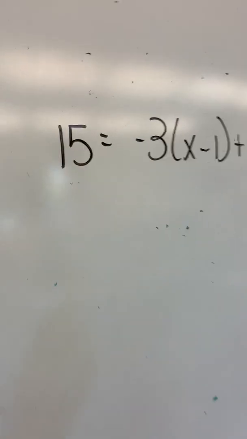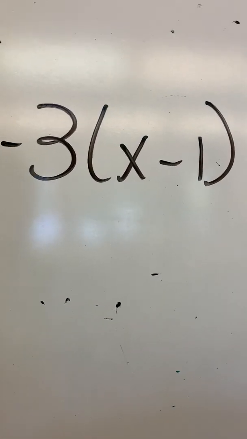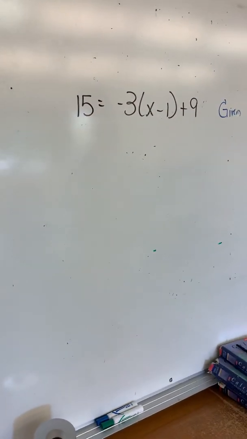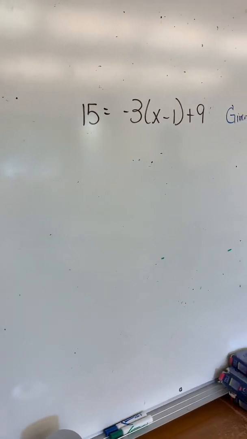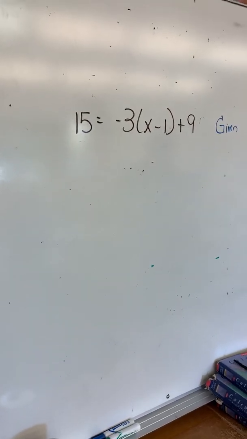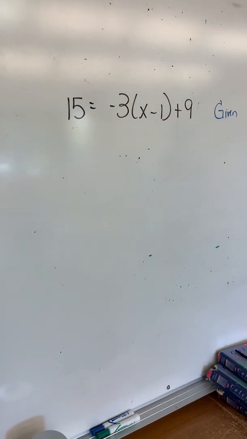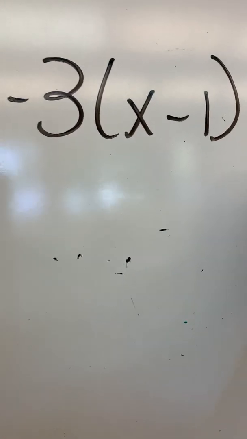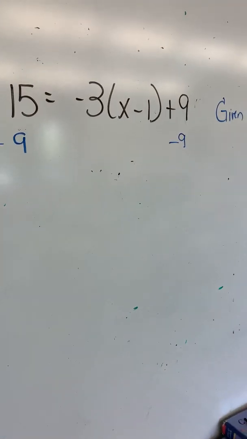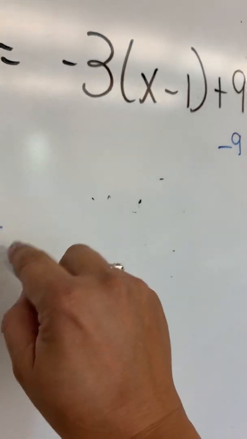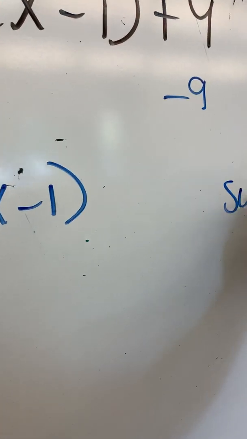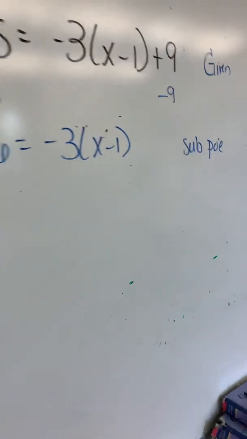So like this one here. So here's my given. Okay, what's your first step? Divide by 3? Nope. One more step first. Subtract what? Get rid of that 9. So what is 15 minus 9? 6 equals -3 times x minus 1. We did the subtraction property of equality.